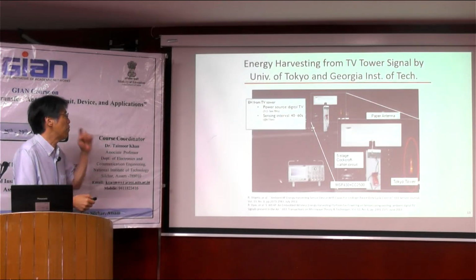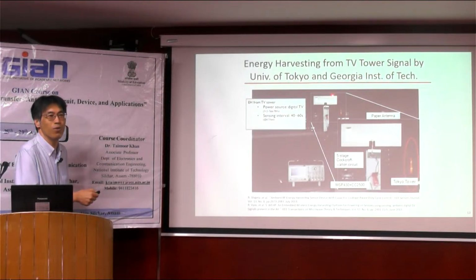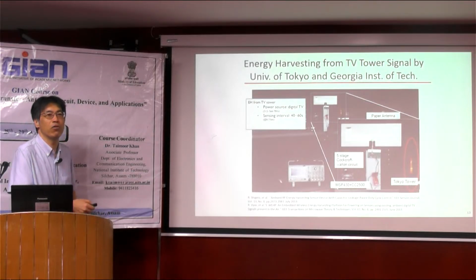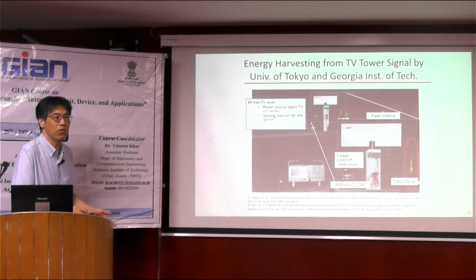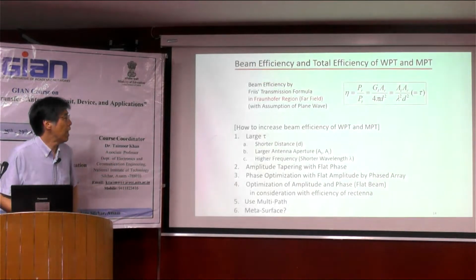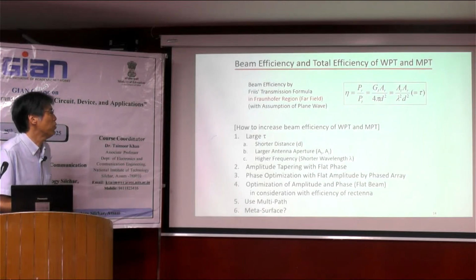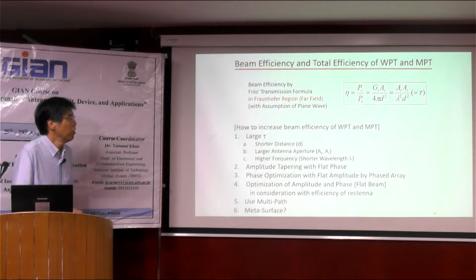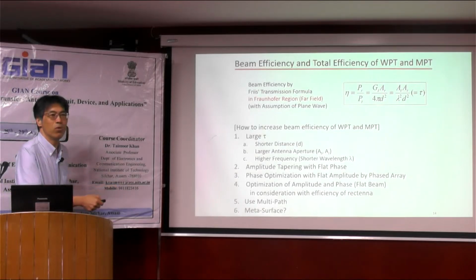And this is one example of the experiment by the University of Tokyo, not Kyoto, Tokyo, and the Georgia Institute of Technology. They gather the ambient radio wave from the TV tower, and they drive a very small powered sensor. This is an energy harvesting system in far field. So these are applications. And based on this Friis transmission formula, we have to consider how to increase the beam efficiency. There is no doubt in this equation. I mentioned it again and again.